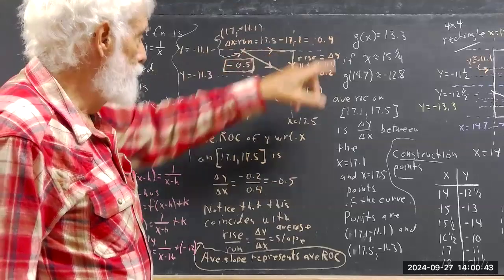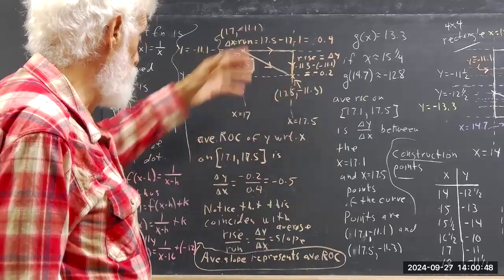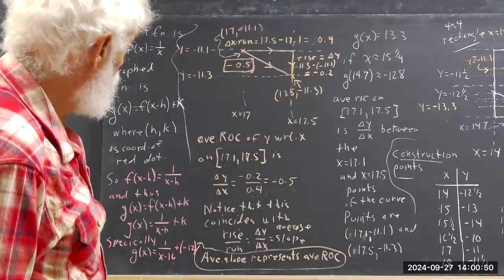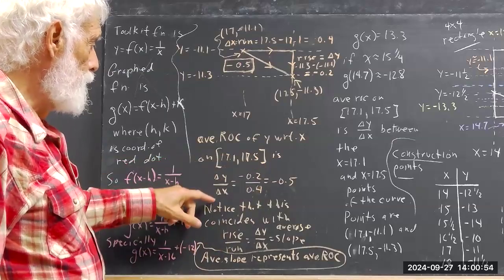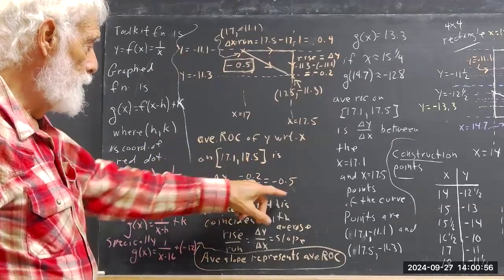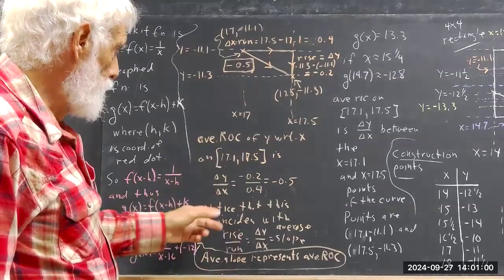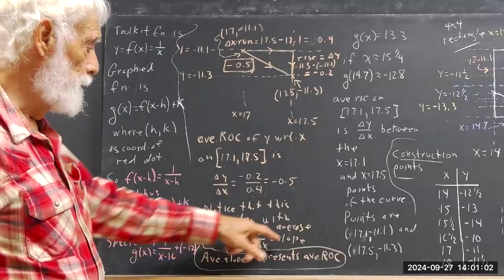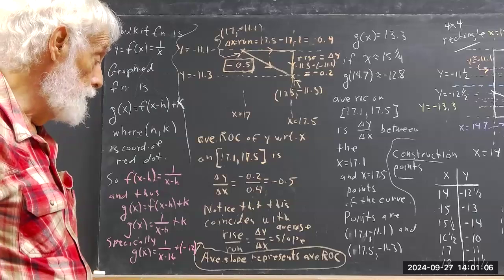The run is 0.4 and the rise is negative 0.2, using these coordinates in a straightforward manner. The average rate of change on this interval then is the delta Y over the delta X, which is negative 0.5. And then I put down here, notice this coincides with rise over run equals average slope equals delta Y over delta X, which is your average slope.